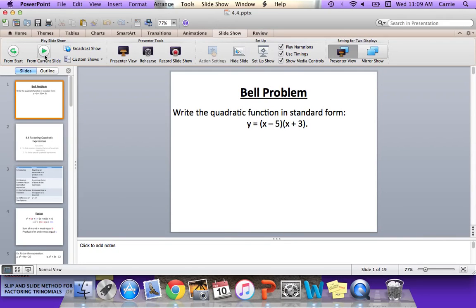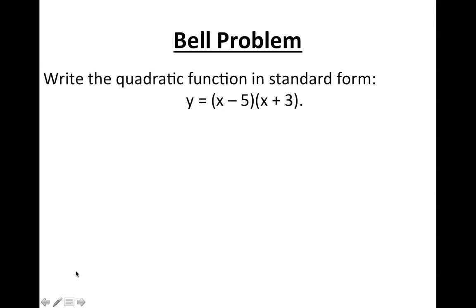We will be skipping 4.3 and moving on to 4.4, but first we have to write the quadratic function in standard form. Remember, standard form is ax squared plus bx plus c. And anytime you see two parentheses being multiplied together with two terms, you should think FOIL. And when we FOIL, the F stands for first, or the first terms in each parenthesis. So we multiply x times x, and we get x squared.